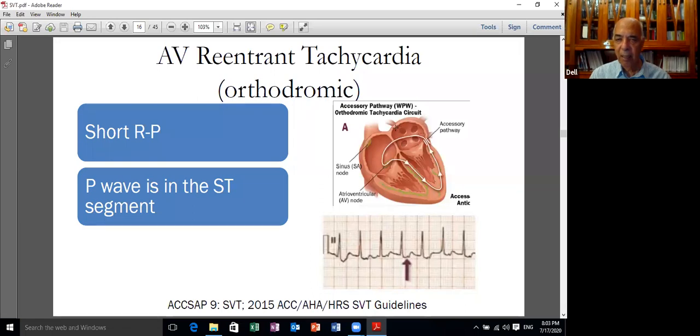Why is that? Because here the impulse has to traverse the ventricle all the way to the accessory pathway, which may be located far away on the left lateral side of the mitral annulus, and then activates the atrium. So that takes some time and produces a relatively long RP. Still, the P wave is in the left-sided half of the RR interval, so it's counted as a short RP tachycardia. The P wave here falls into the ST segment.